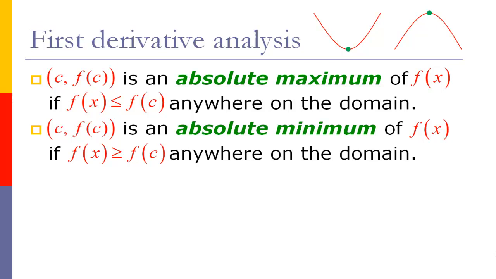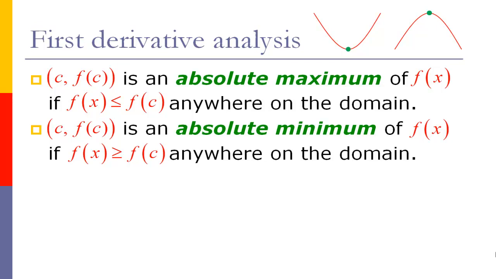Okay. But again, we're talking about absolute maximum or minimum if these are the highest points overall. Nowhere else in the graph of the function can the function be higher than the absolute maximum or lower than the absolute minimum. It can be equal, so you may have several absolute maxima or minima, but they should all be at the same level.